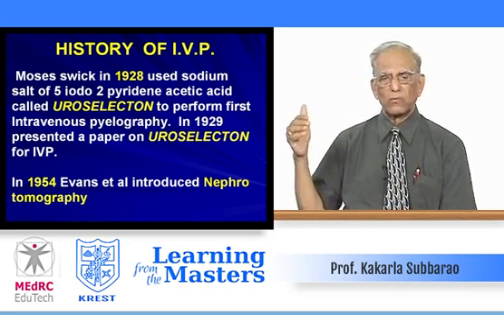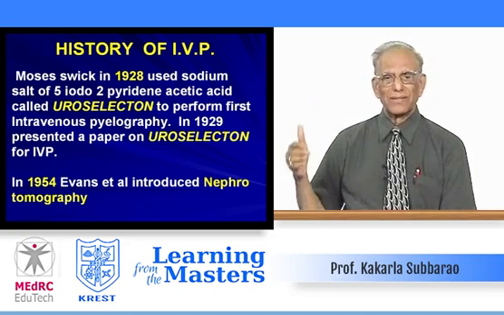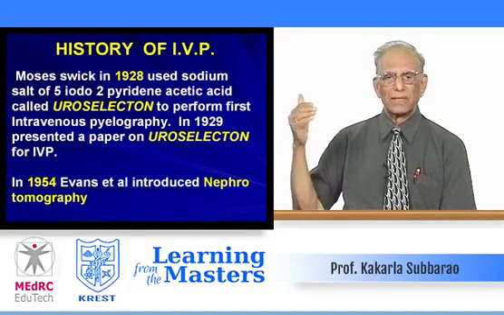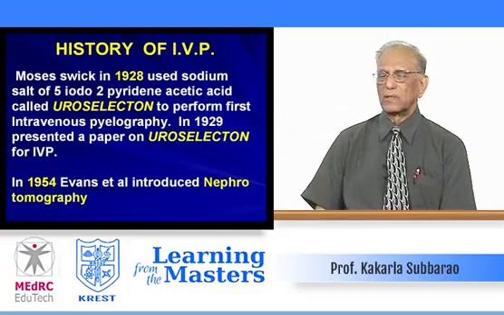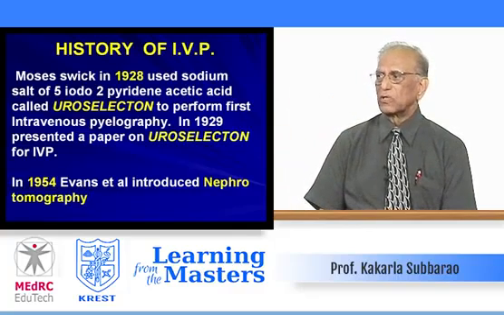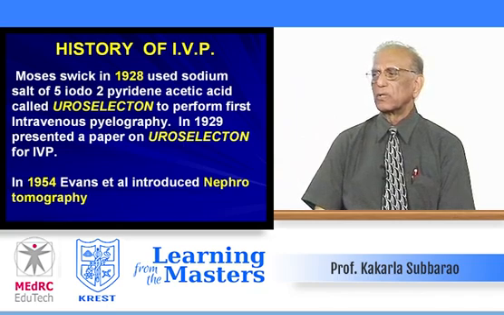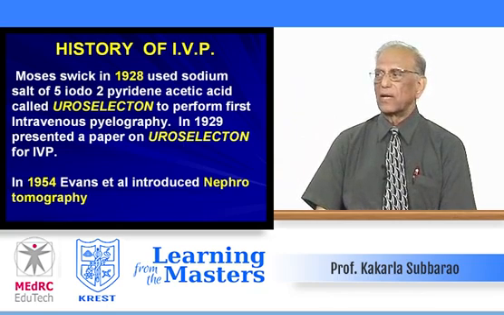To notice that we are forming a pattern from head to foot, head and neck, and then we saw the chest, and then we are coming to the history of IVP. Moses Swick in 1928 used sodium salt of 5-iodo-2-pyridine acetic acid, called at the time uroselecton, to perform first intravenous pyelography. In 1929, he presented a paper on uroselecton for IVP, intravenous pyelography.